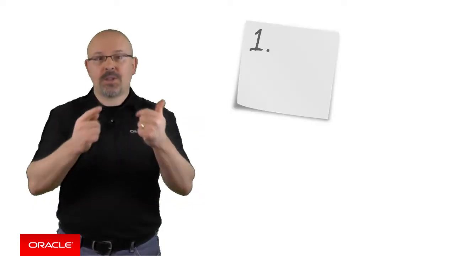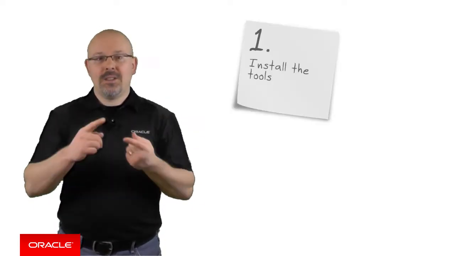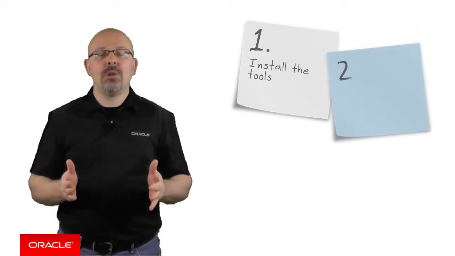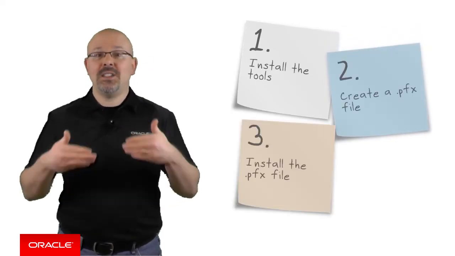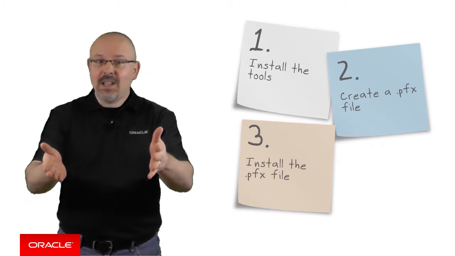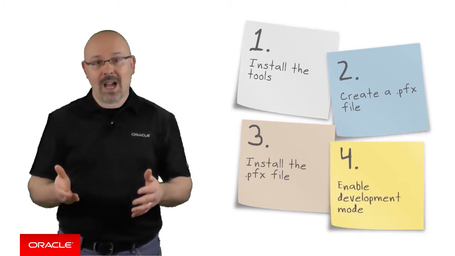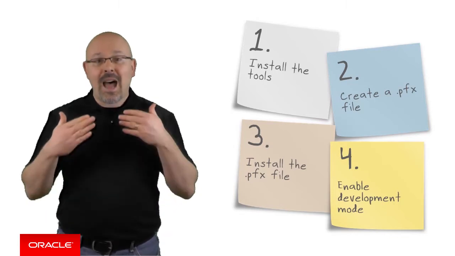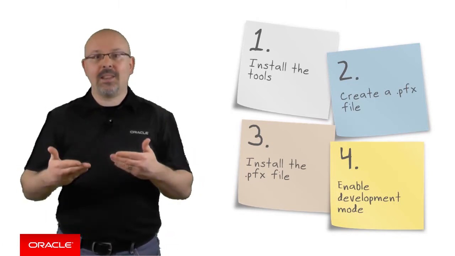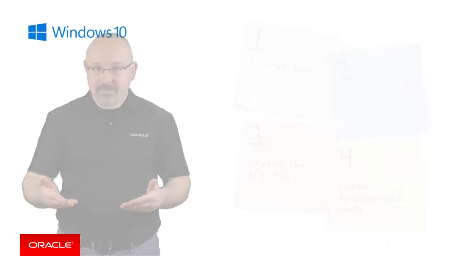Getting your workstation ready to package your MAF apps for Windows is a fairly straightforward four-step process. First, you must install the tools. Then, you must create a personal information exchange file and install it on your machine. Finally, you must enable development mode in order to be able to run your apps on your local machine. Now, let's have a closer look at each one of those steps.